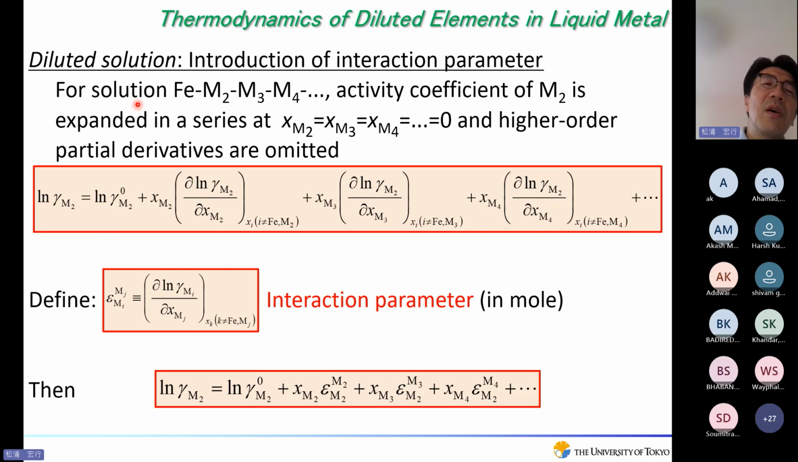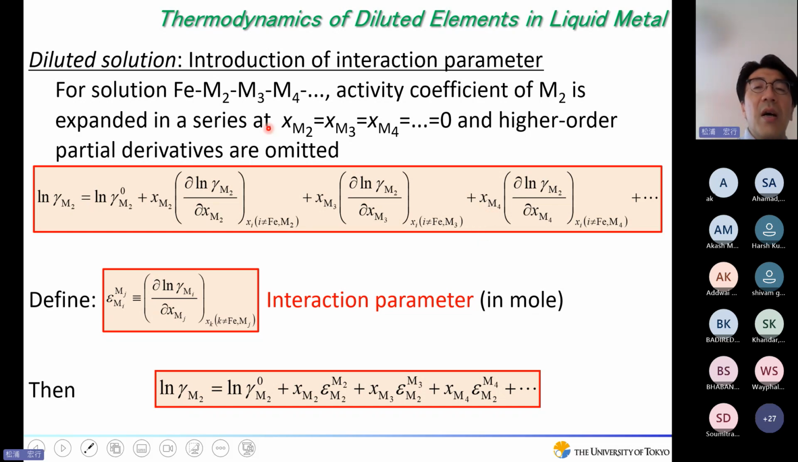For solutions, the base metal is iron with alloying elements like M2, M3, M4, and so on. In that case, the activity coefficient of M2 is expanded in a series around the point where all alloying elements are zero, which means around pure molten iron. You can conduct the Taylor series expansion, and when you neglect the higher order partial derivatives, you can finally obtain this relationship. The activity coefficient of solute M2 is expressed as a function of the contents of alloying elements like this.